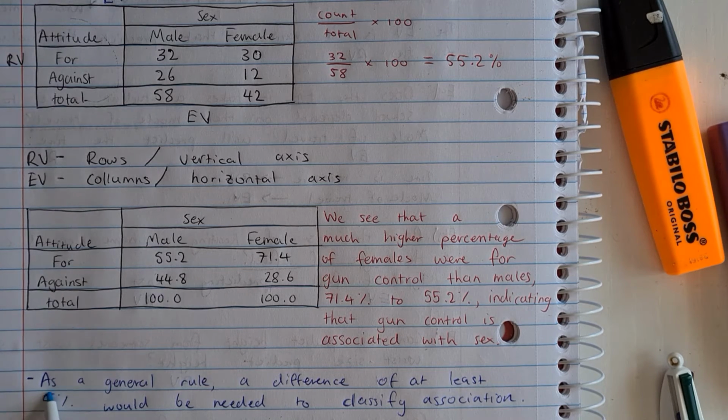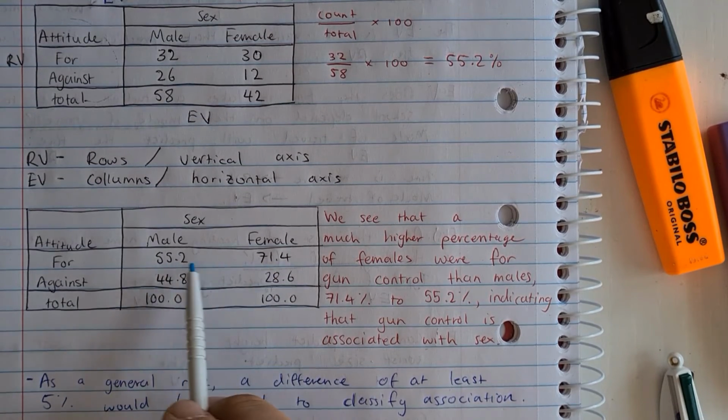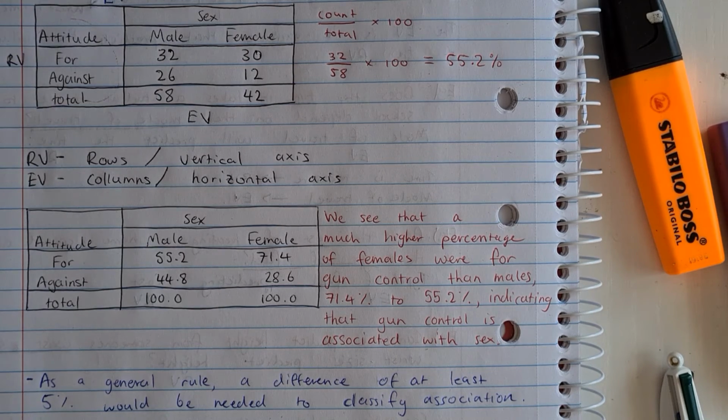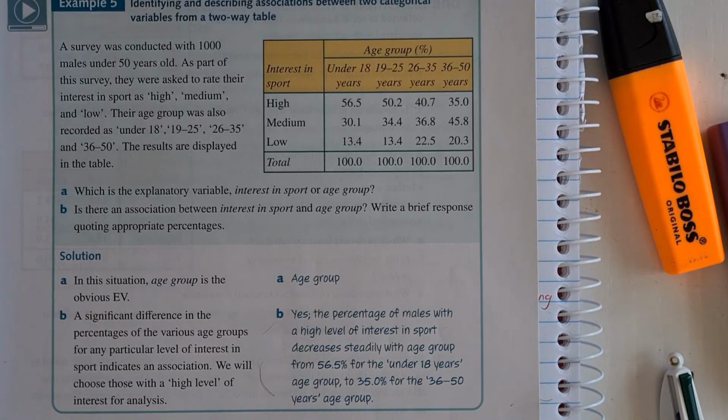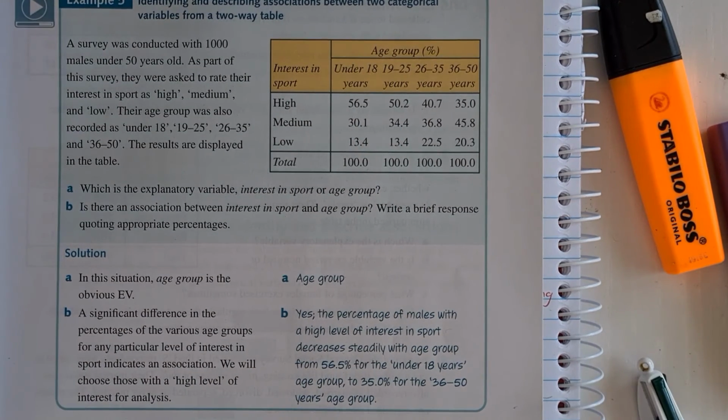So we can note that, as a general rule, a difference of at least 5% would be needed to classify association. So at least 5% differences are needed to be able to say that these variables are associated with each other. Now, in these examples, the response variable and explanatory variables only have two options, but that won't always happen. Sometimes there'll be more than two. In this example, your response variable has 3 and your explanatory variable has 4, but the method of determining association is essentially the same.